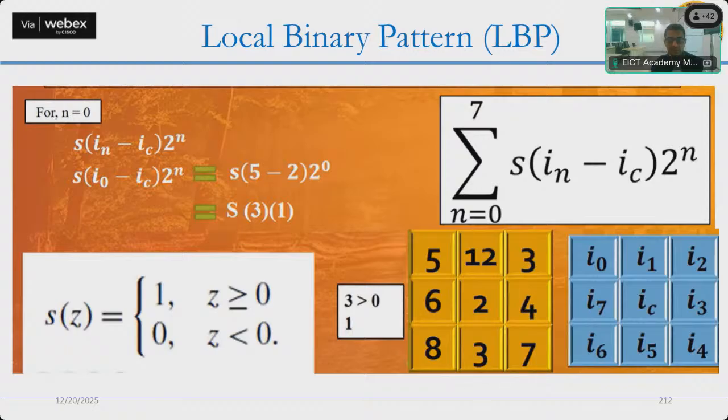Over here when we take the value, the only thing remaining is to define S(z). S(z) is defined as 1 when z is greater than or equal to 0 and it is 0 when z is less than 0, because finally we have to find a binary pattern. That will be shown here. When we take the neighboring pixel, it is 5 and the central pixel is 2. So 5 minus 2, and then n is 0. So we get S(3) times 1, and it is equal to 3.